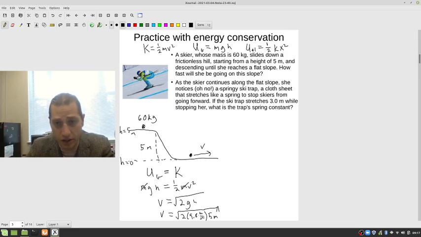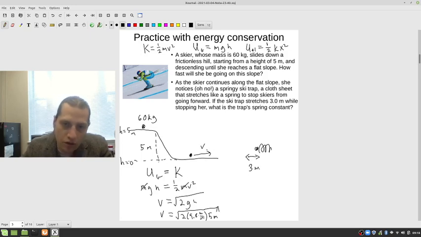Okay, then the second part of the question. As the skier continues upon the flat slope, she notices, oh no, a springy ski trap. A cloth sheet that stretches like a spring to stop skiers from going forward. Is that a real thing? No, I made it up. If the ski trap stretches 3 meters while stopping her, what is the trap's spring constant? Okay, so I'm going to just not even pretend here. I'm going to draw this like a spring, and it is going to be stretched by some amount of 3 meters.